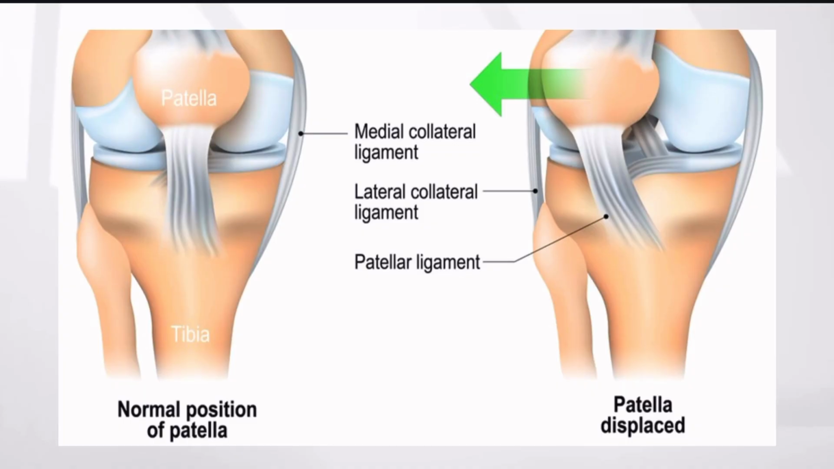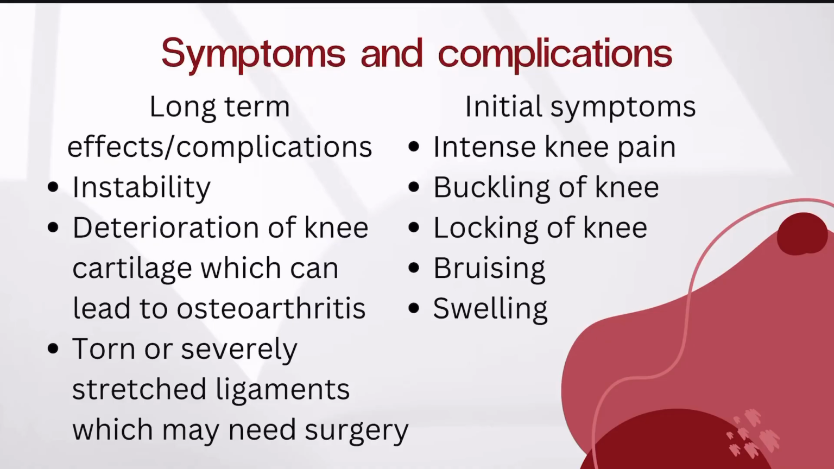And this is what a subluxation looks like. On the left, it's the normal position in the anatomical position of the body. And if it becomes only slightly displaced, so about half or a little bit more than that is outside of the trochlear groove, but it could still probably easily be moved back in, that's probably going to be a subluxation as opposed to dislocation.